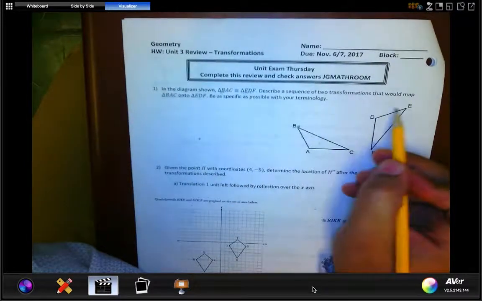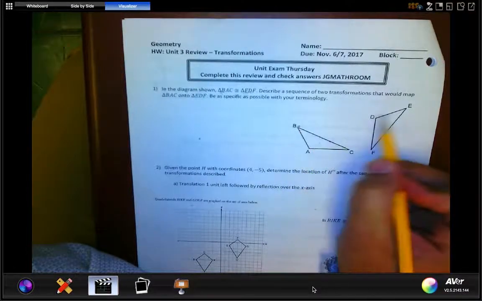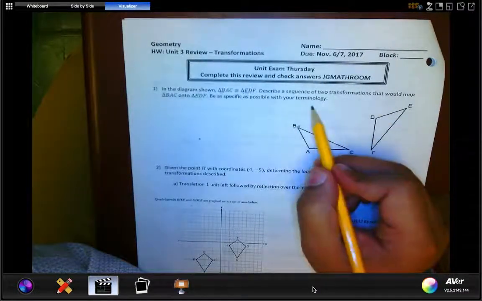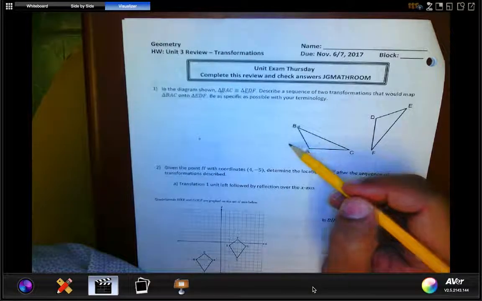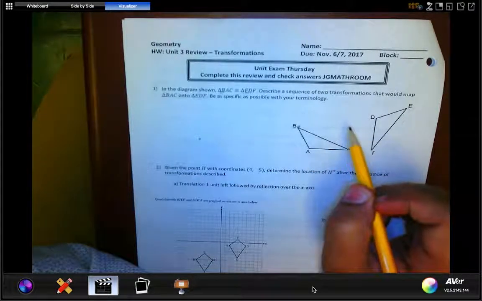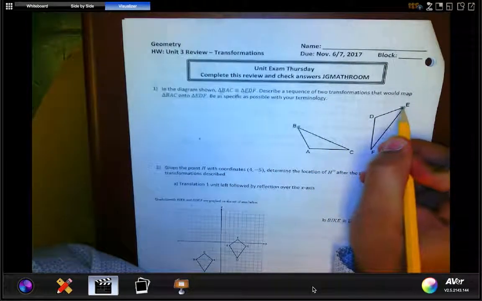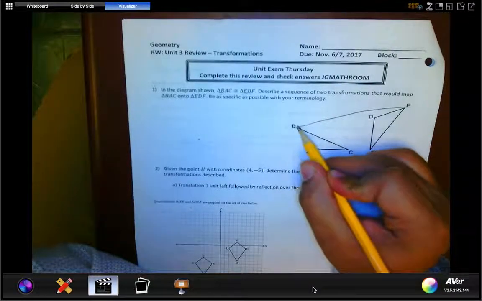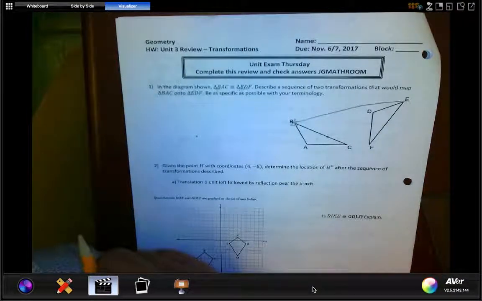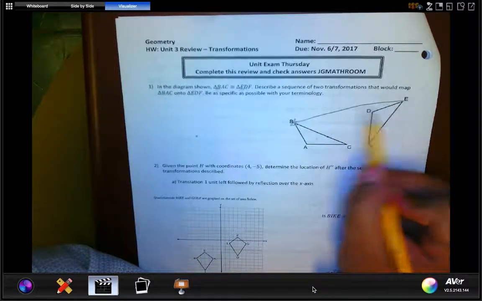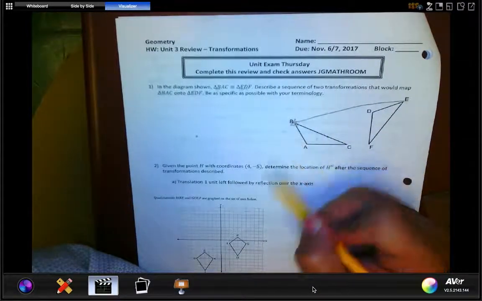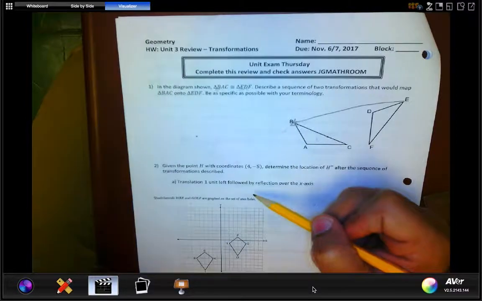Now I know I have to map E to F, but I don't know how many units I'm going to move left, and I don't know how many units I'm going to move right. But I can describe distance and direction with a vector. Here's the vector, right? I know that after this translation, E is going to map to F. That's all I know.